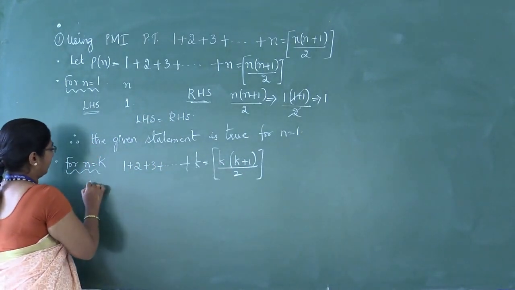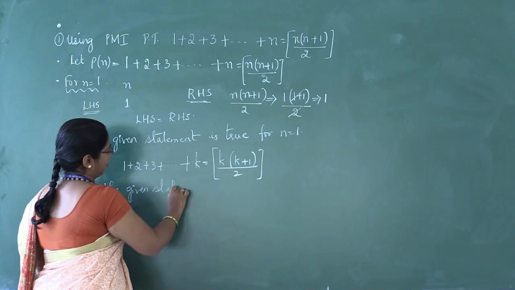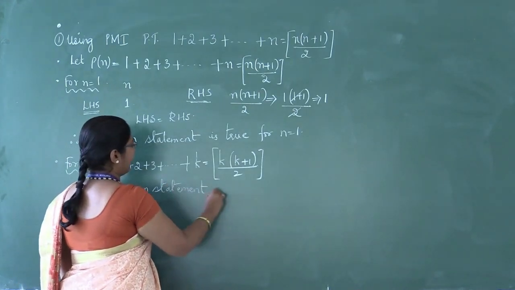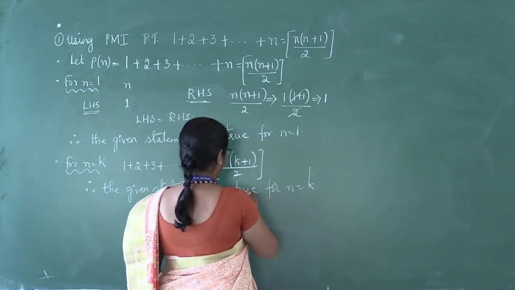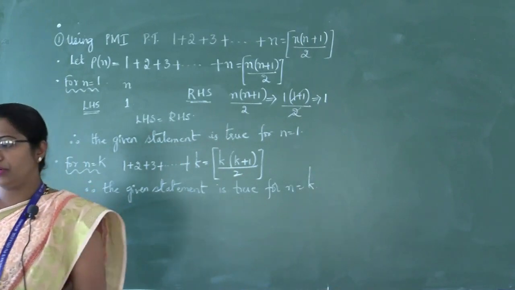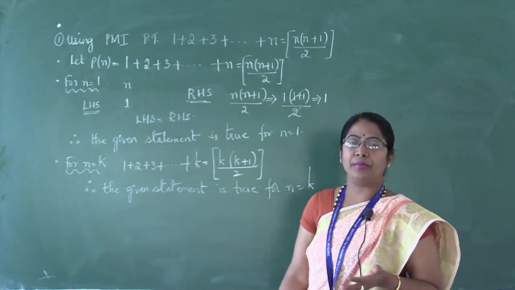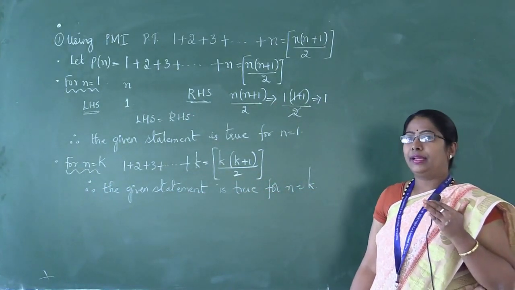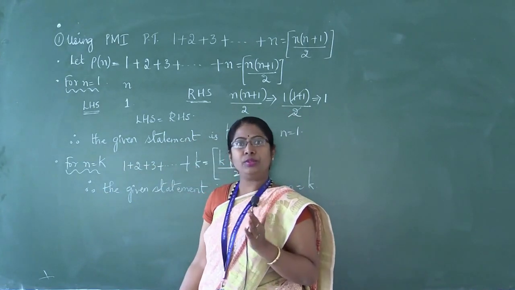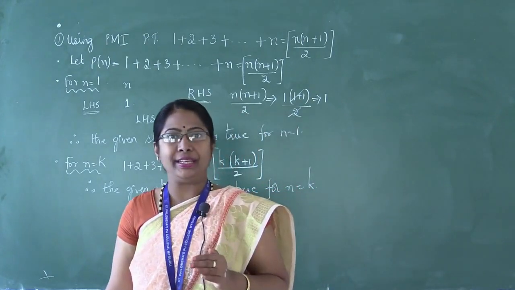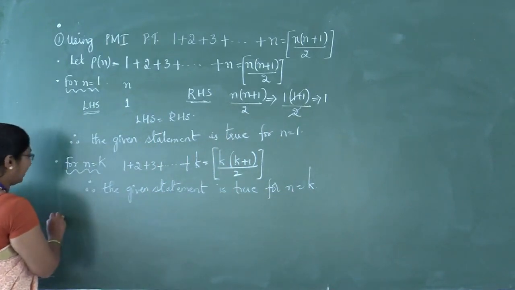Therefore, the given statement is true for n is equal to k. The given statement is true for n equal to k. Now, moving on to the last step of the problem. In the working rule, it is mentioned using step 3, that is for n equal to k, we shall prove that the given statement is true for n equal to k plus 1. So, here for n is equal to k plus 1.